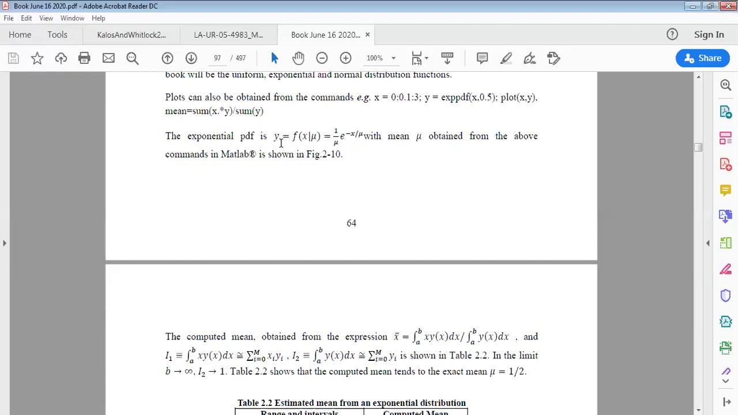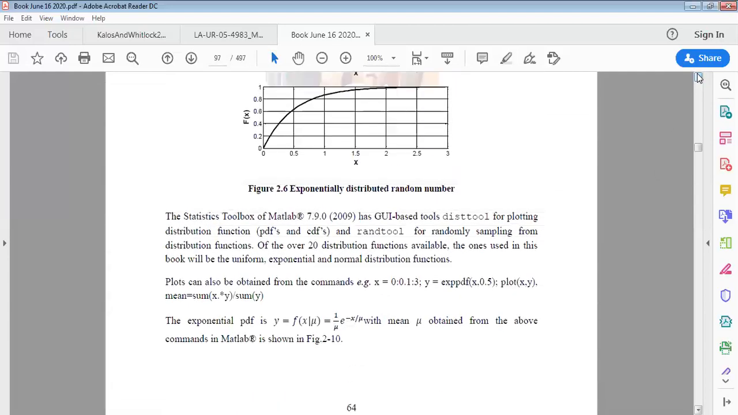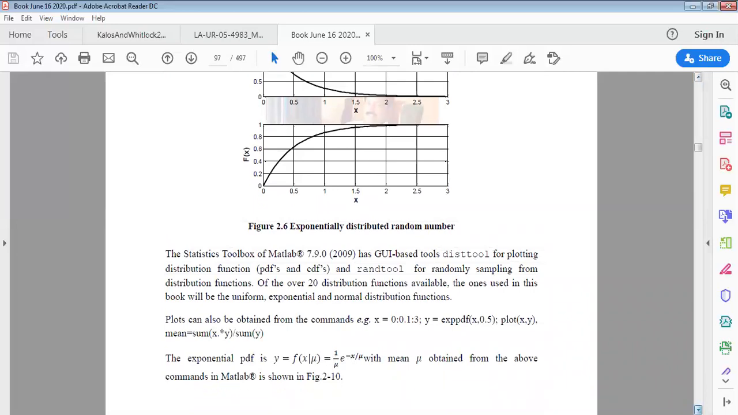The exponential PDF y is f of x for a given mean mu, and this is 1 over mu e to the minus x over mu. So if mu is a half, the distribution whose mean is a half, this would be e to the minus 2x, and this would be the number 2. So it would become 2 e to the minus 2x. It would have a mean of half. So that's what is shown in figure 210 over here. Sorry, 210 must be ahead. Anyway, that's what is shown over here.